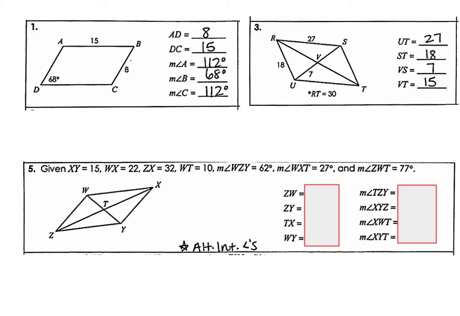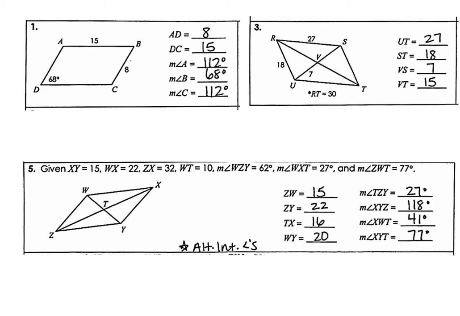All right, for this one, UT was congruent, so 27. ST was congruent, so 18. VS was congruent because it bisected, so you should have gotten 7 there. And they have that RT was 30, so you could have cut that in half to get the VT of 15. Questions on that one? All right, the last one.